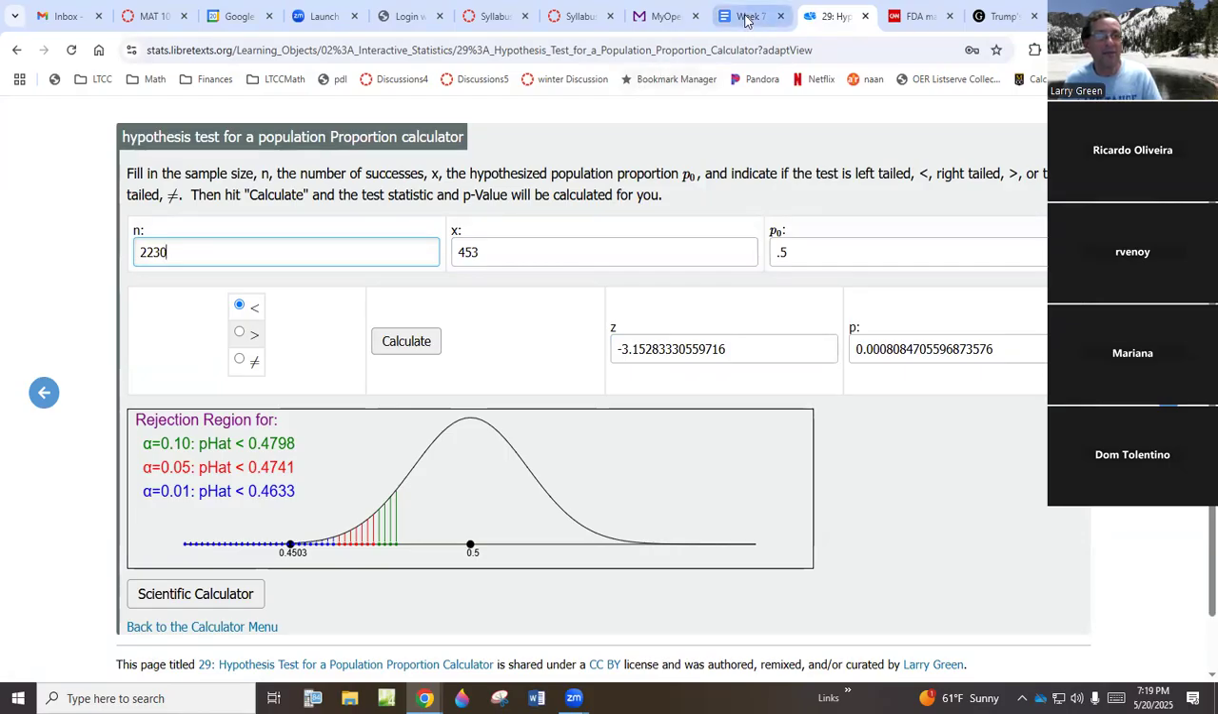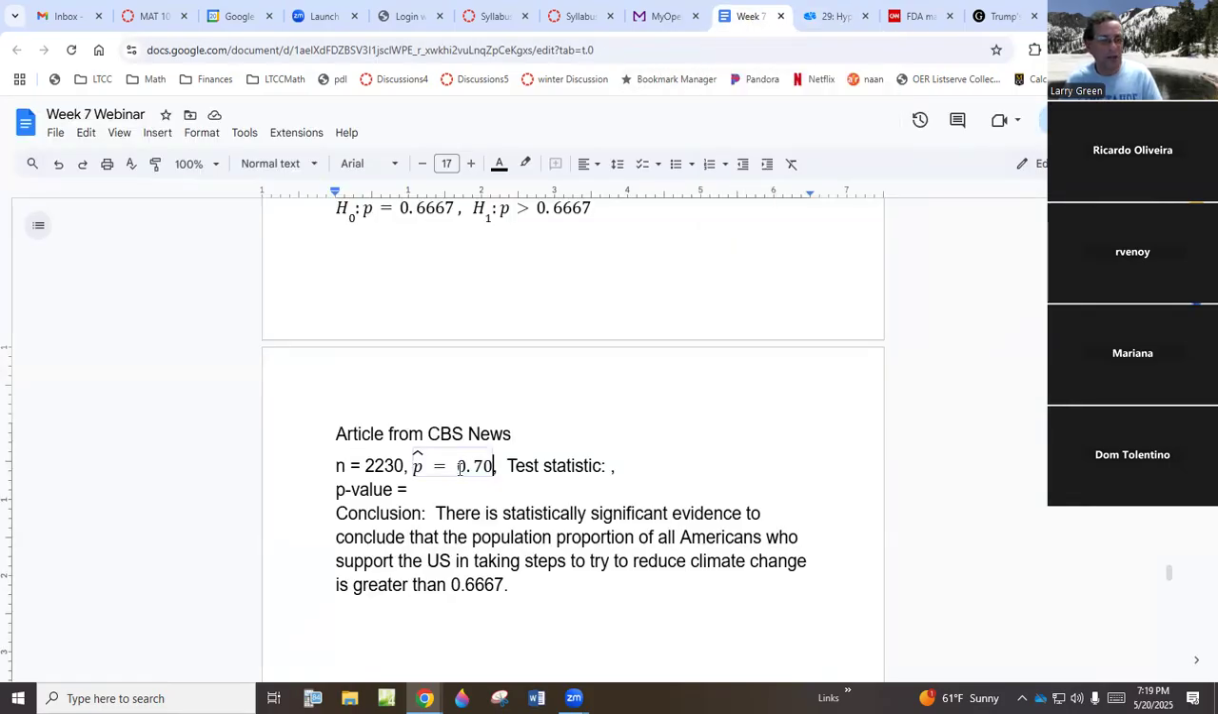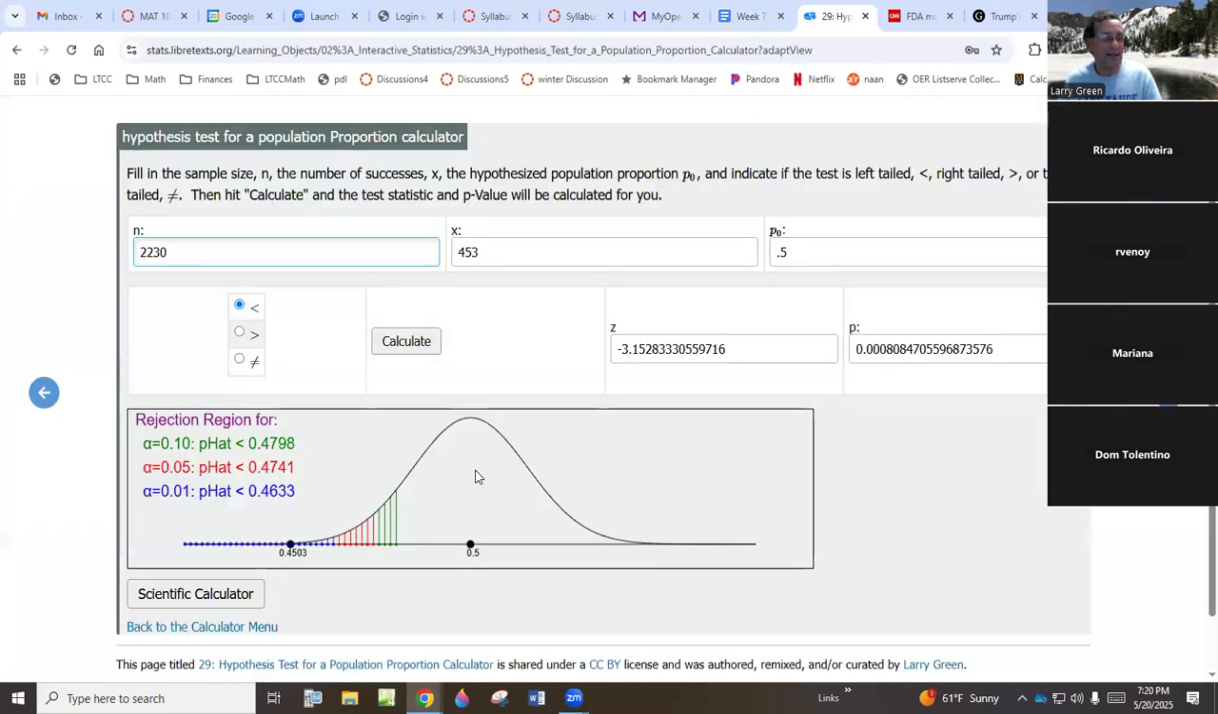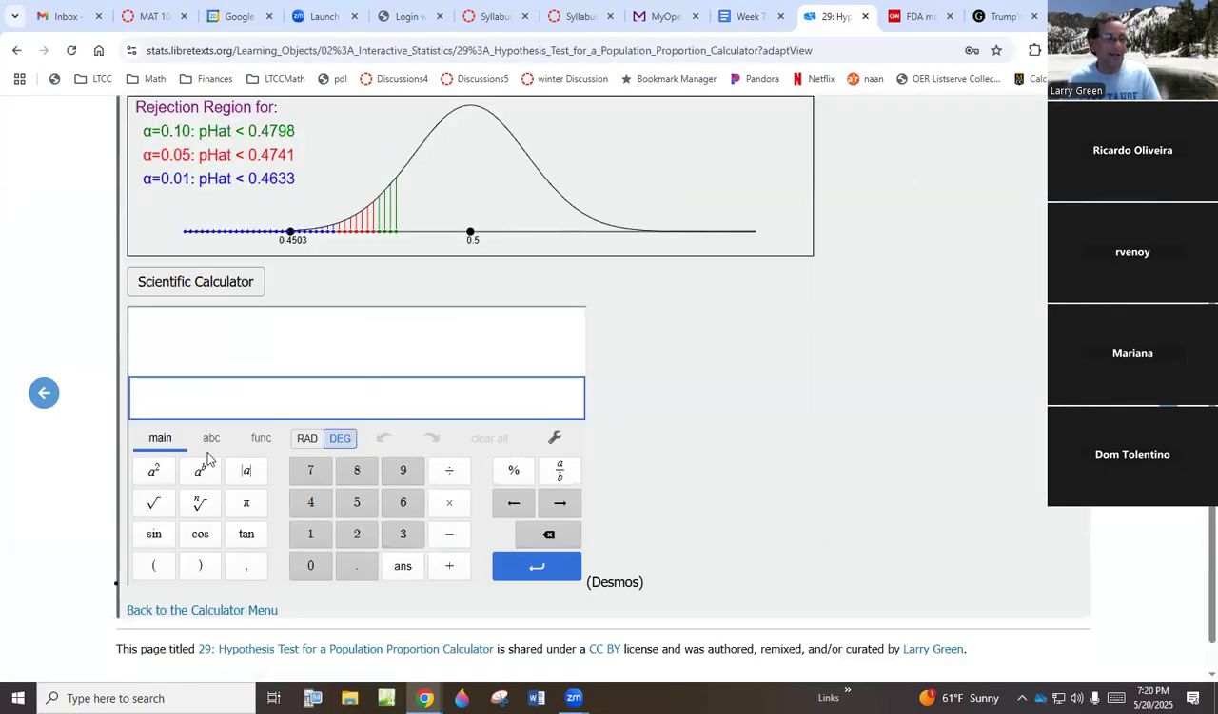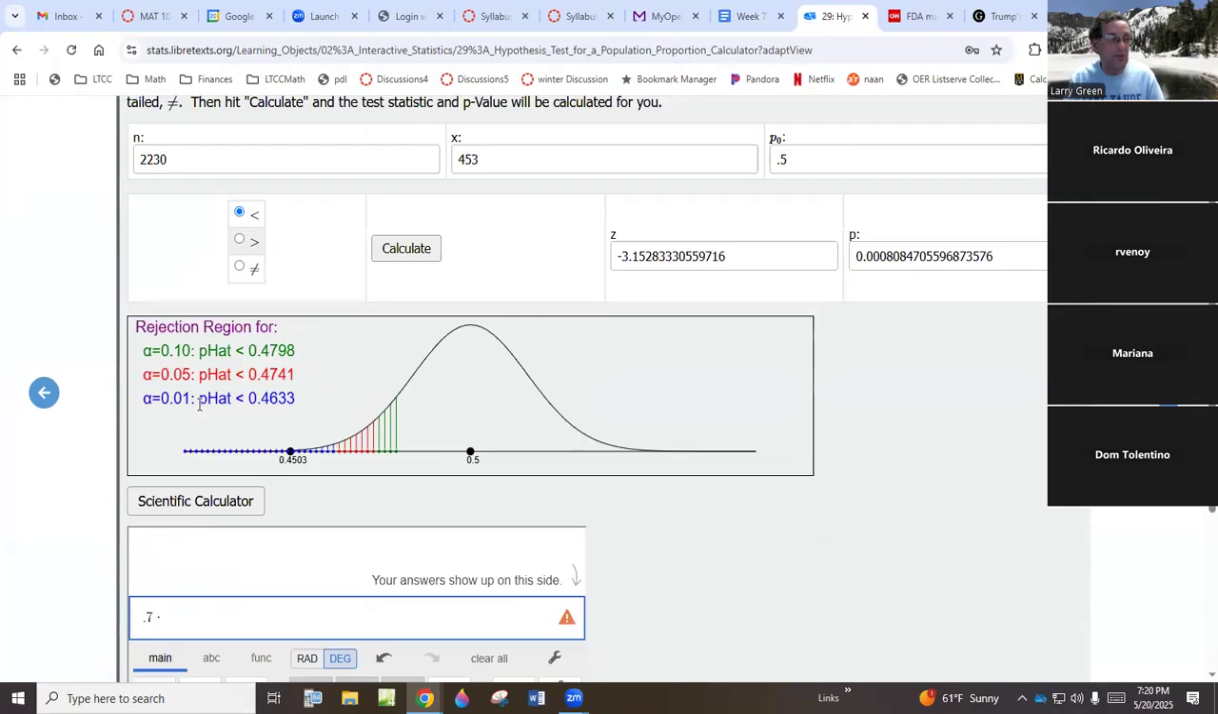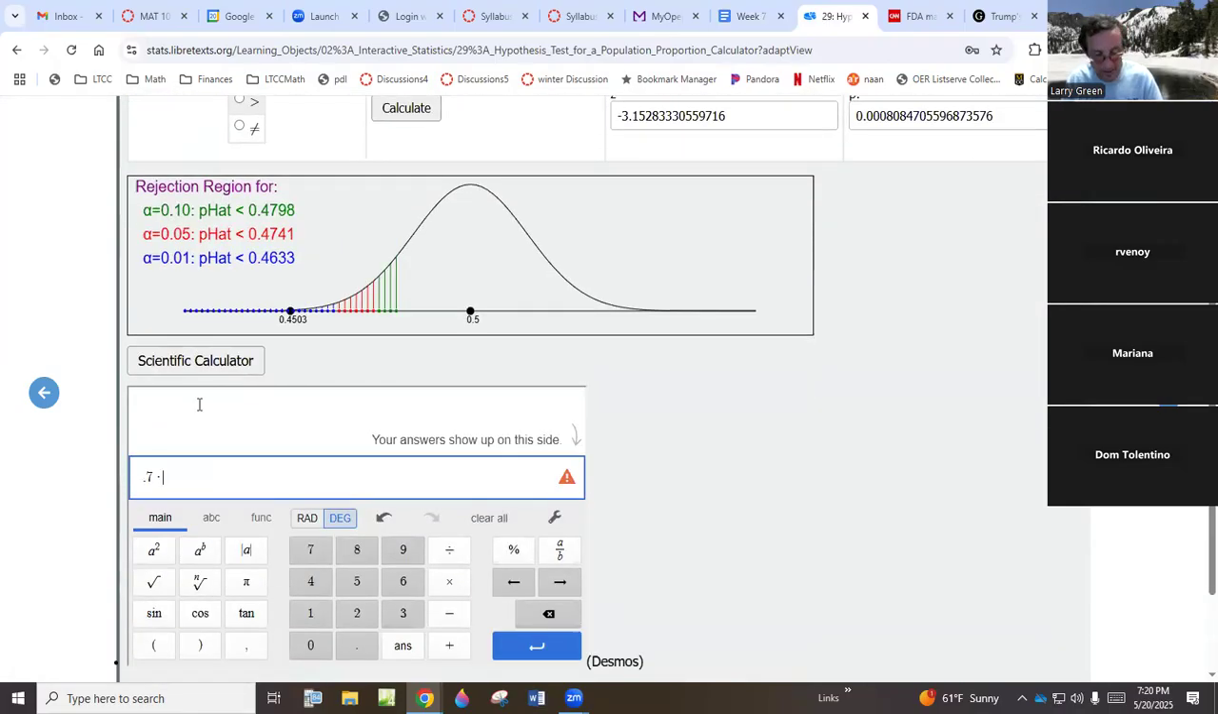Our X was 0.7 times that. So I'm going to go to the scientific calculator. I'm going to do 0.7 times 2,230. And that gives me 1,561.